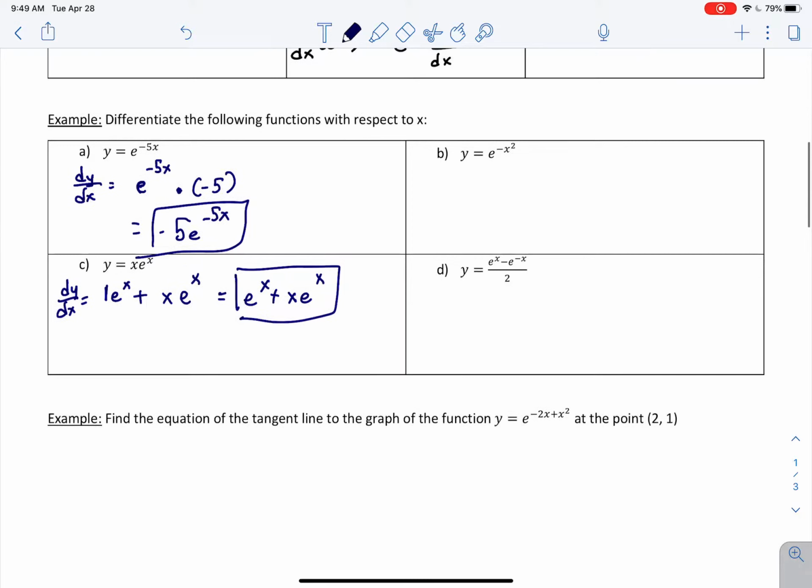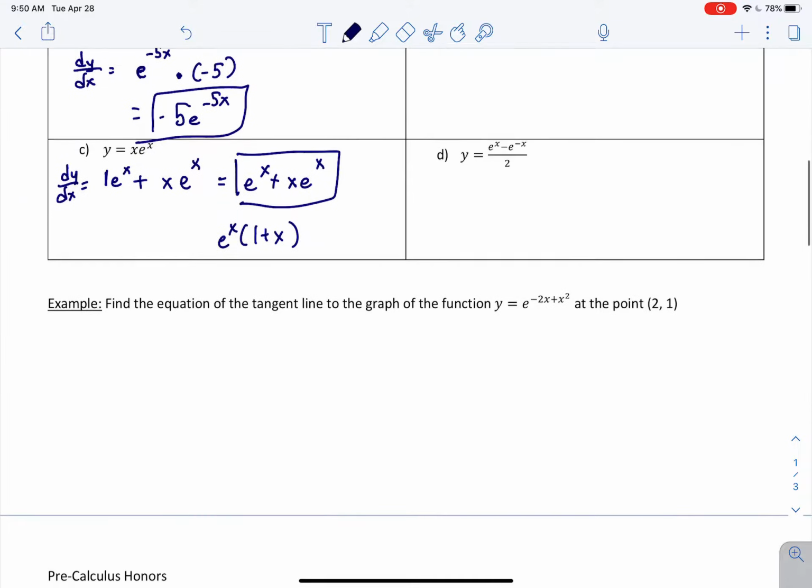If you were solving this, right, if this was equal to 0, you were trying to find critical numbers, then you might want to factor this like that and set it equal to 0, because that will make it easier to solve. So that's something that you might do depending on the type of problem you have. Next, do b and d on your own.